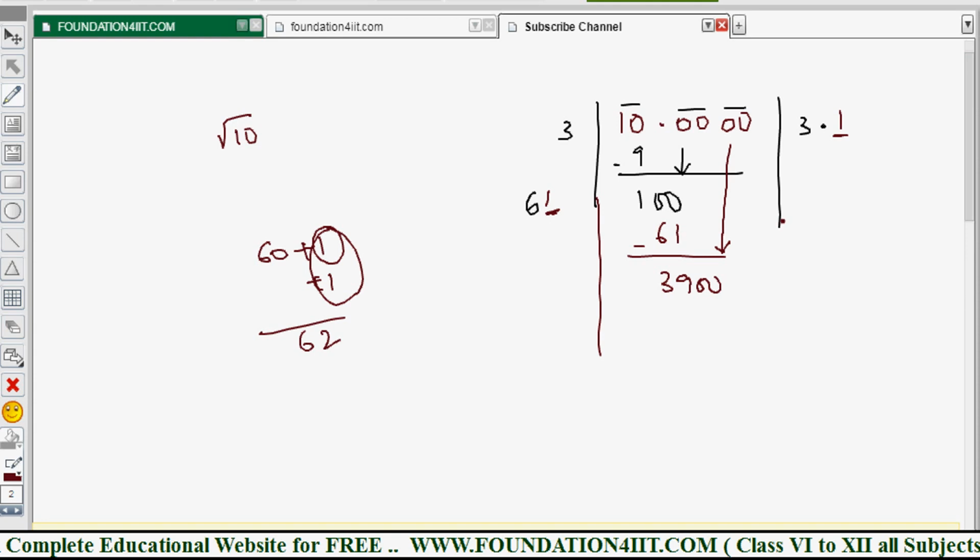Only the units place you make double and add to the tens place. That means this is 62. Previous units place is 3, so I make it double. Now 61 means 1 should be doubled. Don't make the total 61 double, only the units place. Now 62.